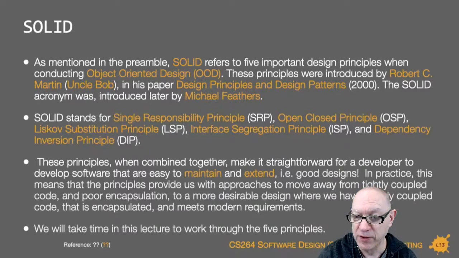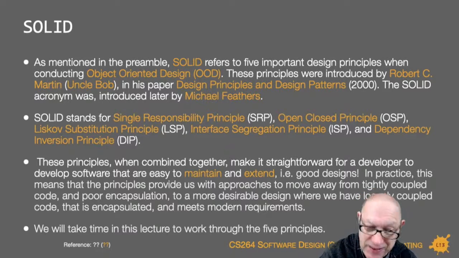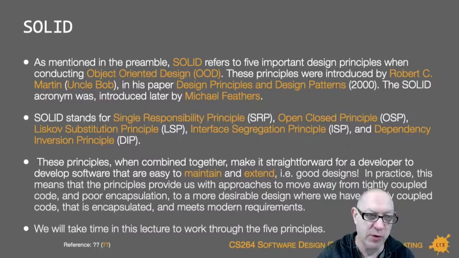In practice, that means the principles provide us with approaches to move away from tightly coupled code and poor encapsulation to a more desirable design where we have loosely coupled code that is encapsulated and that meets modern requirements. We saw a little bit about encapsulation when we talked about the UML recently. Okay, so we're going to take time in this lecture to work through the five principles.